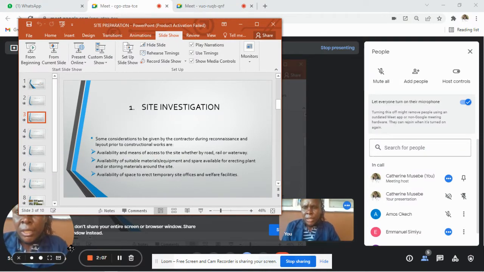So, here we are told that you have to investigate your site to be able to see the availability and means of access. Access to the site is very important because you'll be visiting that site every now and then. So you have to look at the road that can enable you reach the site, also the materials to reach the site, the workers to be able to reach the site. Then we have availability.